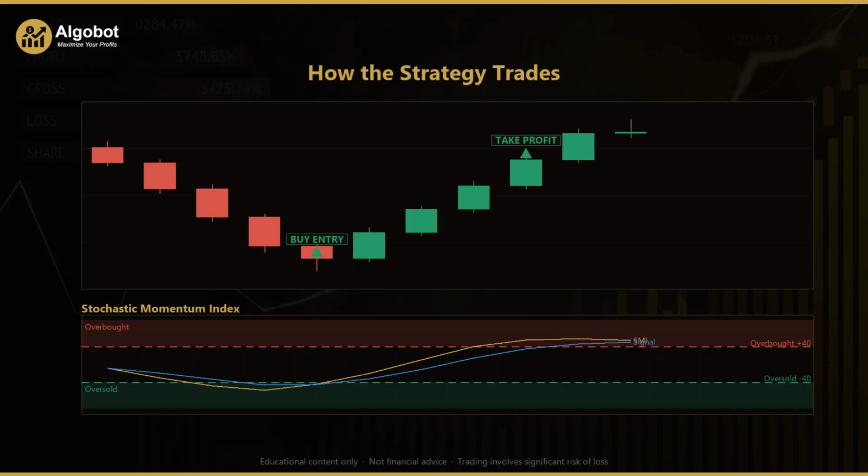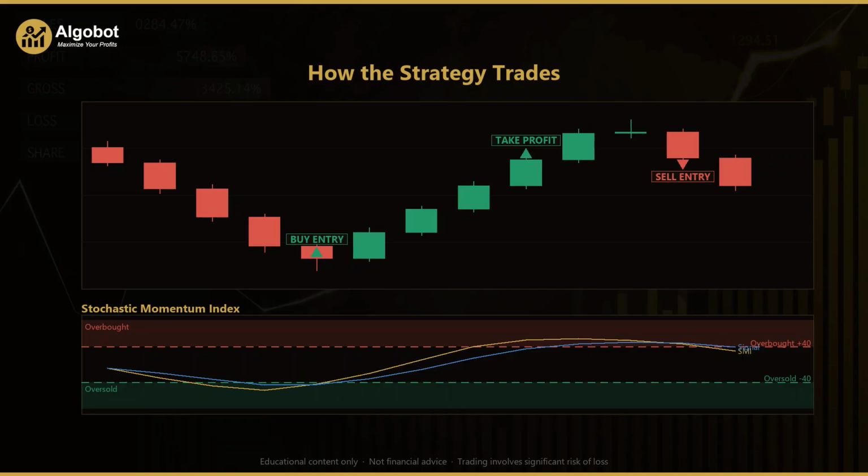Then, near the top of the move, the SMI line, still above positive 40, ticks downward and crosses back below its blue signal line. That is the short condition. Momentum has rolled over from the top, while still in the extreme zone. The sell entry is signaled here, marked at the high. The stop loss is placed a set distance above the entry, again scaled by the average true range, and the take profit is projected below it at the same 1.6 reward to risk distance.